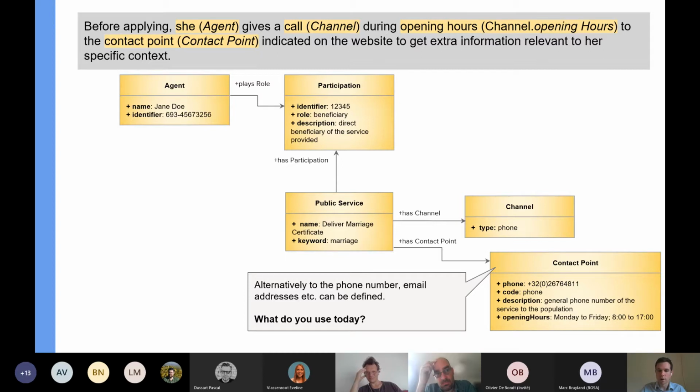Does everyone agree with that? The fact that here, channel and contact point are two different use cases, and that both would not be required in any case. In the best case, the codes in contact points and the type in channel have the same code list behind them that you can choose from. Yep. That's governance, it's not semantics.